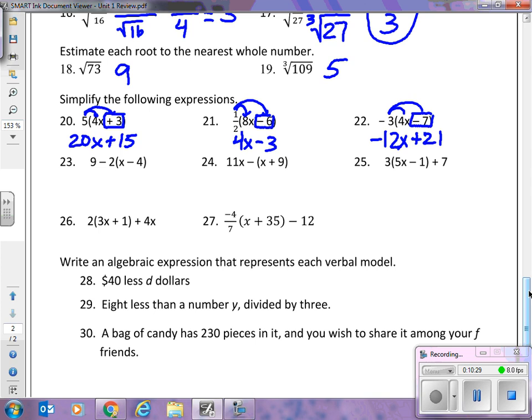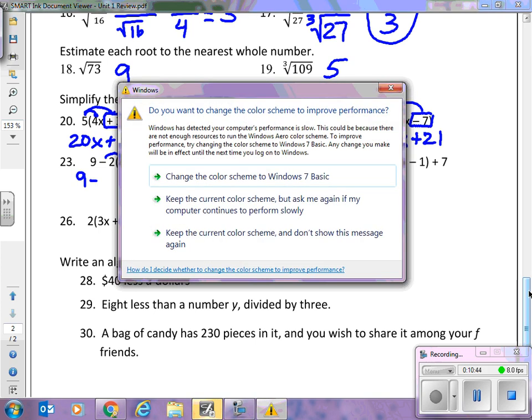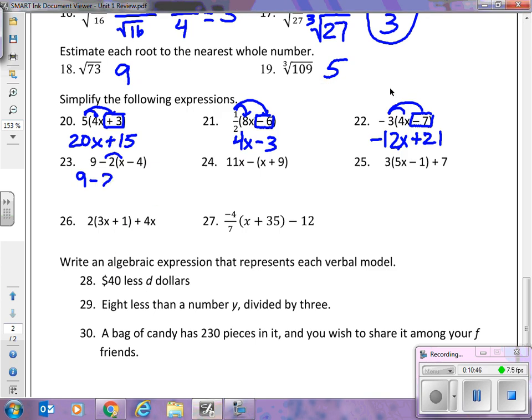Right. We go to number 23, and now we've got to distribute and then combine. Remember, distributing must always happen first, but then combining has to happen at the end. So we're not going to do anything with that 9 right now. The -2 is what's being distributed. So -2 times x is -2x. This is a -4, so -2 times -4 is a +8.